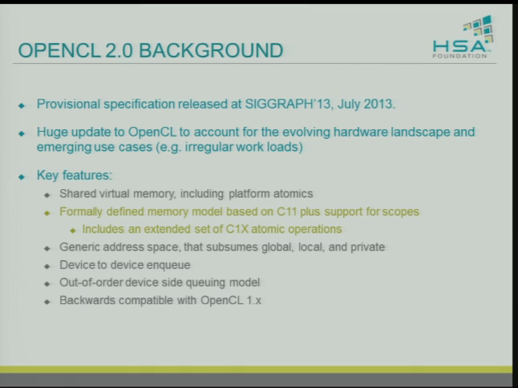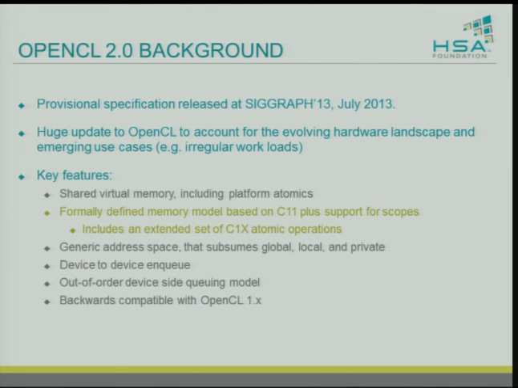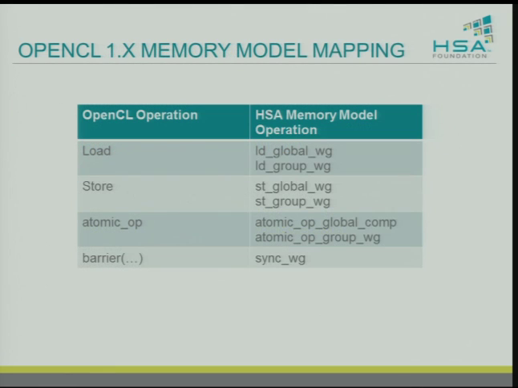It introduces generic address spaces, so you can think about this as similar to the flat address space that Ben talked about earlier. It allows you to subsume these other memories into a single address space. Of course, we want to be able to do device-side queuing, because we want to handle irregular workloads. So you can start to create work on the device now and queue it to itself. To handle this in an efficient manner, they have an out-of-order device-side queuing model, which I'm not going to talk about here. And of course, however complicated OpenCL is, it didn't want to make it more complicated by not being backwards compatible with 1.x, and it is.